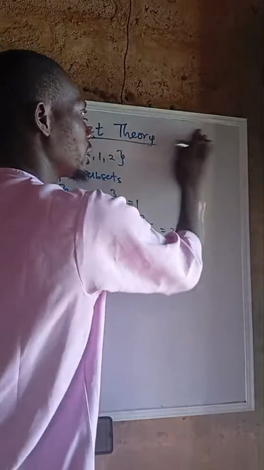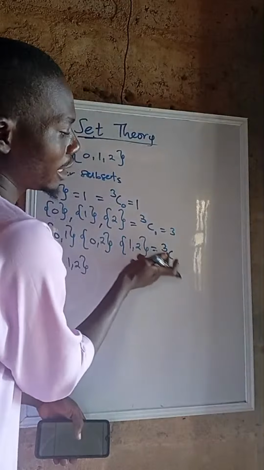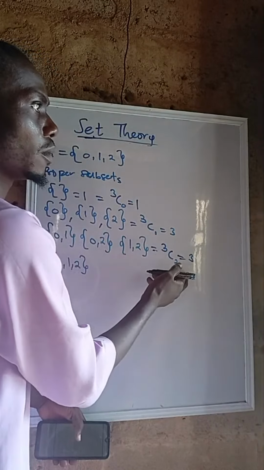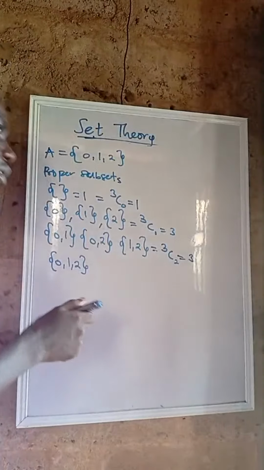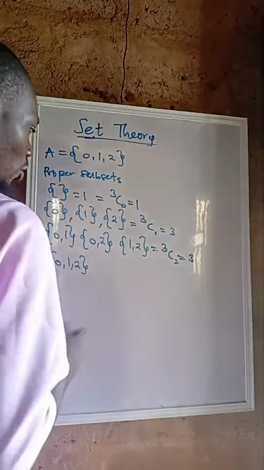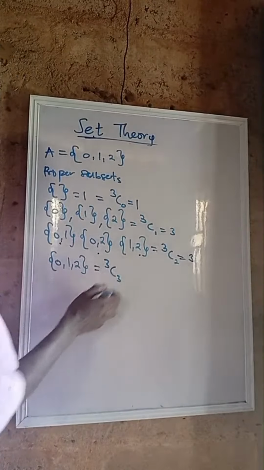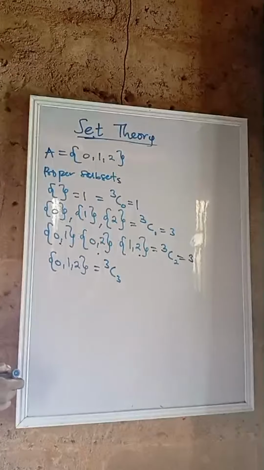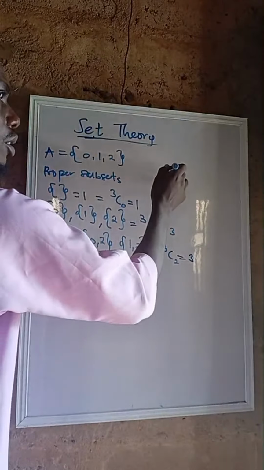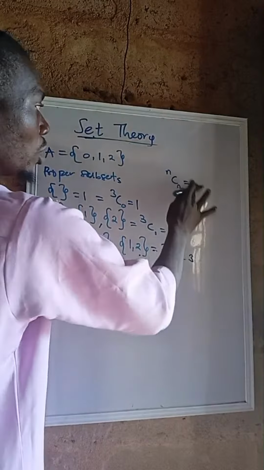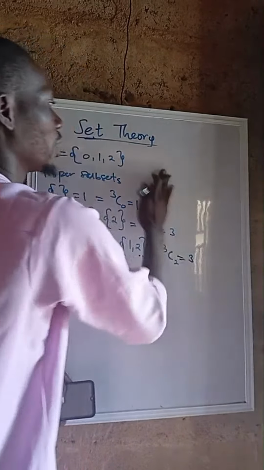So since we notice that this one is one less than this, our answer will be what? The 3 up here. So you notice that's 3, and for this one here, that will be 3 combination 3, because we're taking the 3 elements at once. You know that n combination n will be 1.